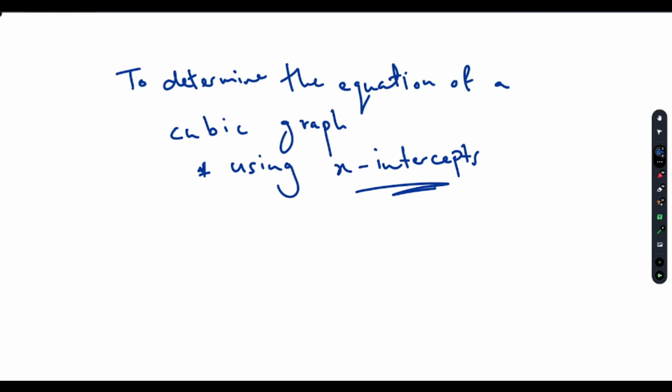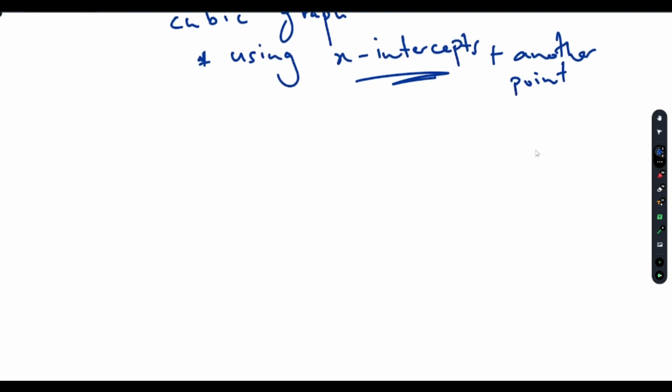Today we'll be discussing how to determine the equation of a cubic graph using given x-intercepts. Now, we're usually given the x-intercepts plus one other point that lies on the graph. We will see the purpose of having another point on the graph shortly. But what we're going to be doing now is using one of two equations. The equation that we're going to be using depends on how many x-intercepts are given to us.